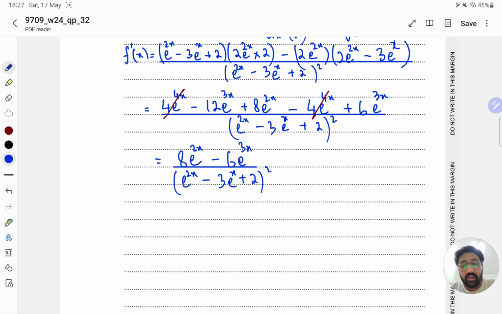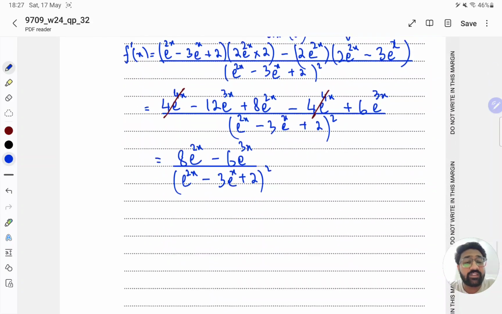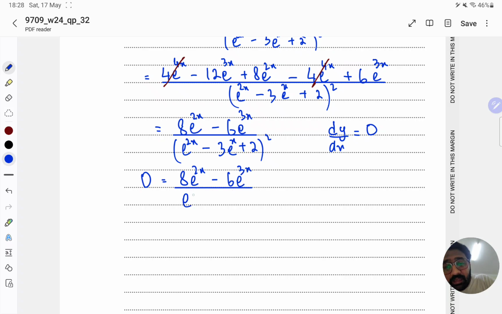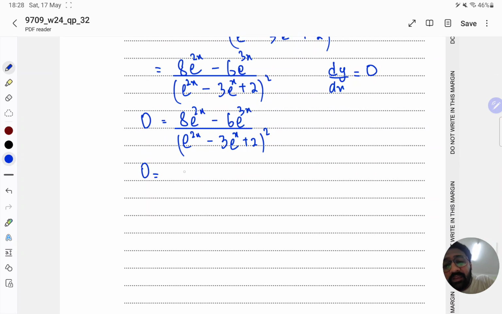Now this is the derivative and we need to find the stationary points. So stationary points will be dy by dx equals 0. We will put this equal to 0: 8e^(2x) minus 6e^(3x) divided by (e^(2x) minus 3e^x plus 2) whole squared. Cross multiply, this will be 0 equals 8e^(2x) minus 6e^(3x).